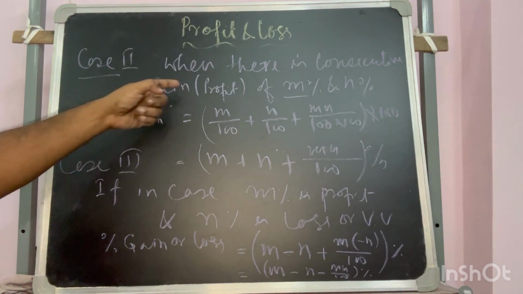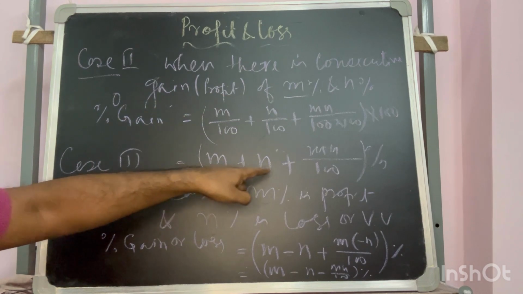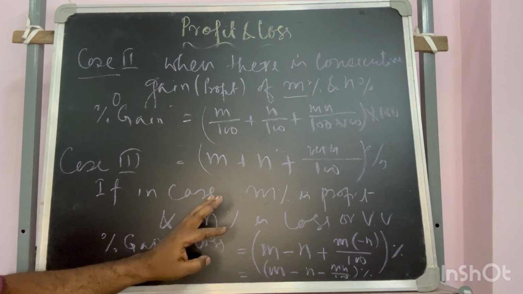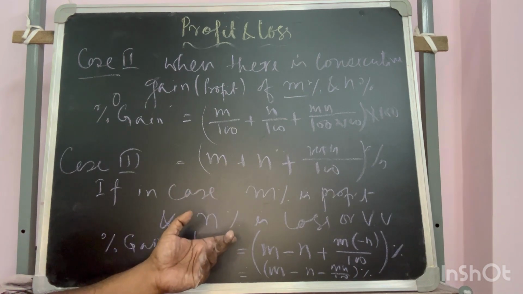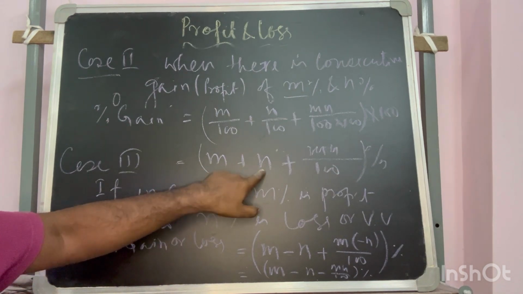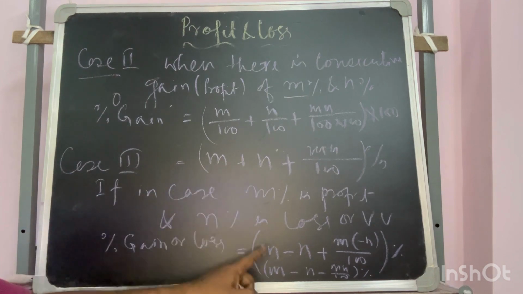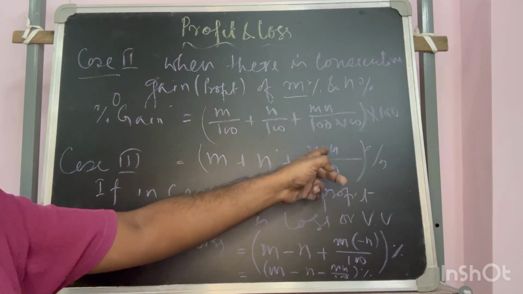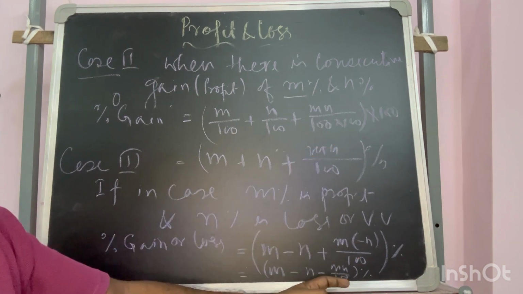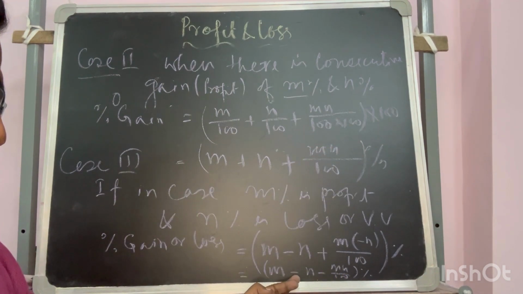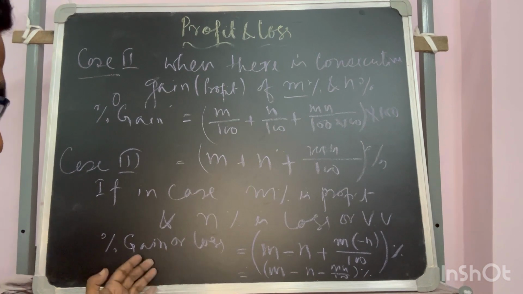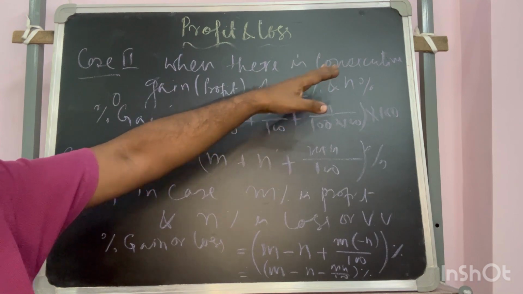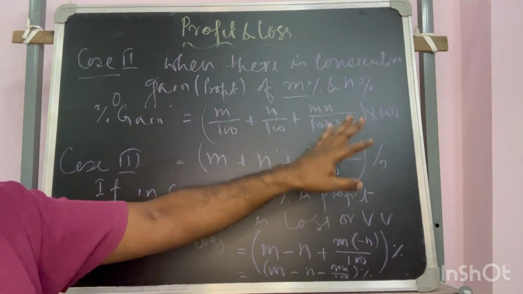In the case of one profit and one loss, or vice versa, if you do vice versa, m will be negative and n will be positive, so this will become n minus m, and this equation won't change because if either of the two is negative, you will get the same result. In that case only this term will be reversed, but ultimately the thing will be the same. Either you consider the profit first and loss second, or loss first and profit second.